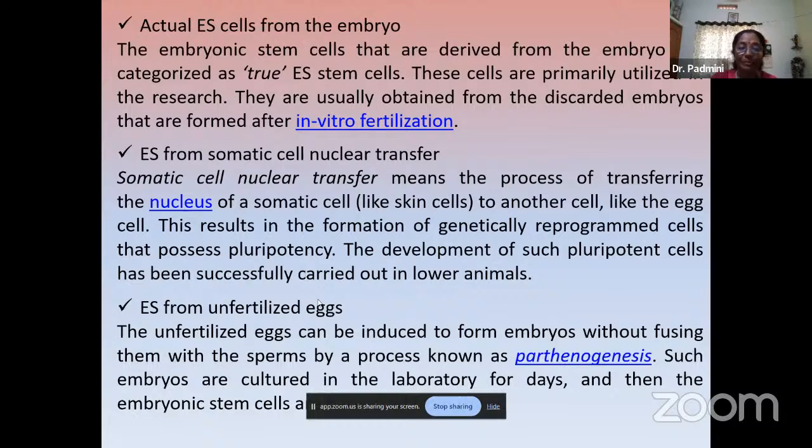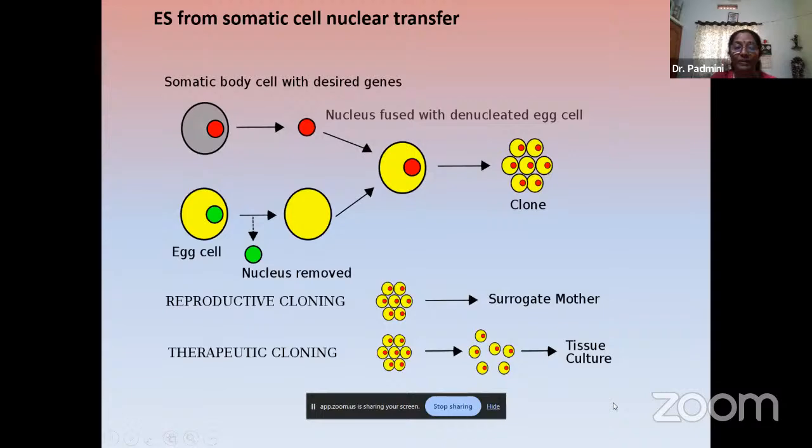Unfertilized eggs can be induced to form embryos without fusing them with the sperms, and the process is known as parthenogenesis. We must have talked about parthenogenesis in various types, for example the honeybees, and sometimes even in Drosophila and the ants, where the cell doesn't have to undergo fertilization. Such embryos are cultured in the laboratories for days, and then the embryonic stem cells are harvested from these cells. So that is embryonic stem cell from unfertilized eggs. Again, there will be no problem of taking out the cell from the embryo.